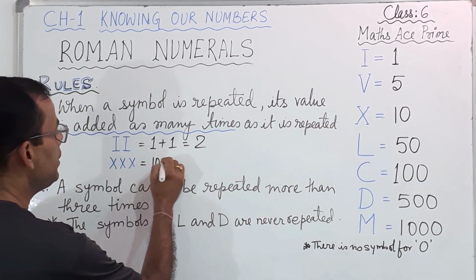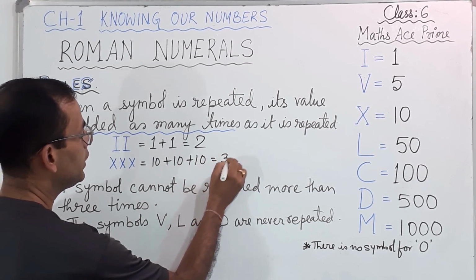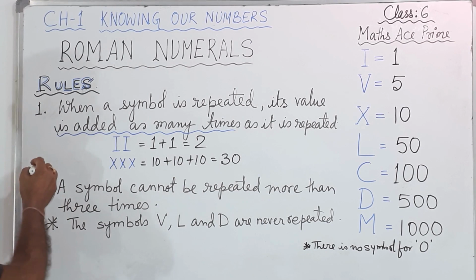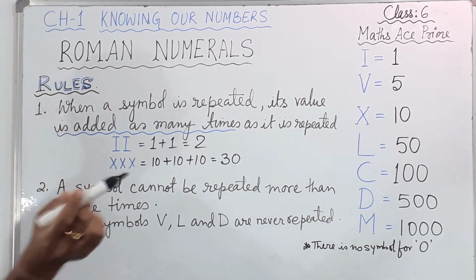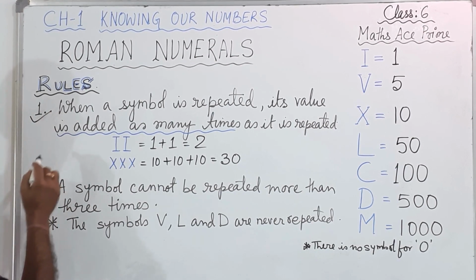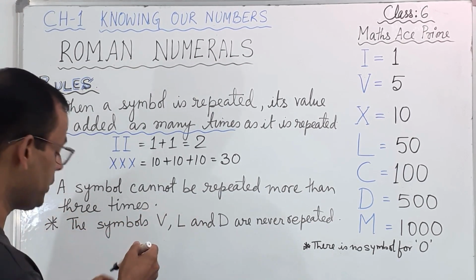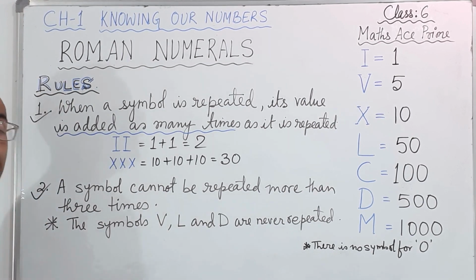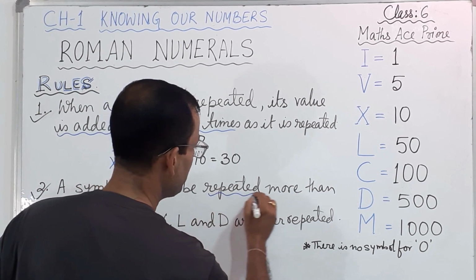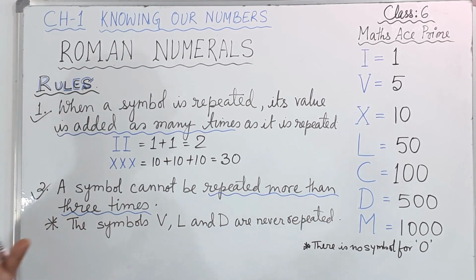10. So 10 plus 10 plus 10 equal to how much? 30. Clear? Now the second point is also linked with the first point only. First point you must know as well as the second also. What is the second one? A symbol cannot be repeated more than 3 times. One symbol cannot be repeated more than how many times? 3 times. 3 times is maximum.